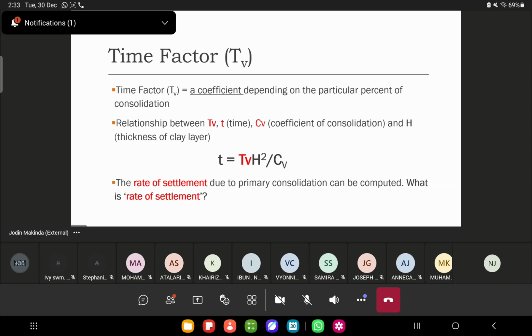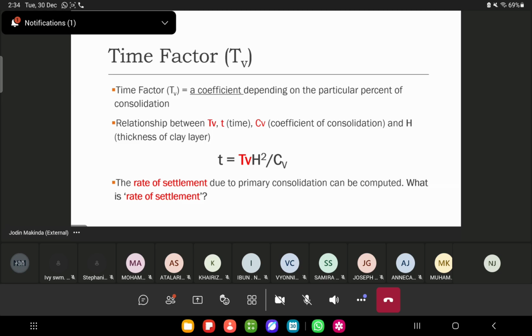TV is a coefficient depending on percentage of consolidation. For example, if you are given a settlement of 10 centimeter, the question will ask you, what will be the settlement at time equivalent to 1 year? Or what will be the time it takes for settlement of half of the SC? This is where time factor is introduced.